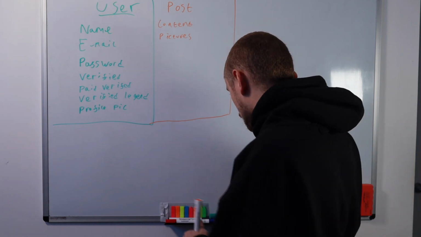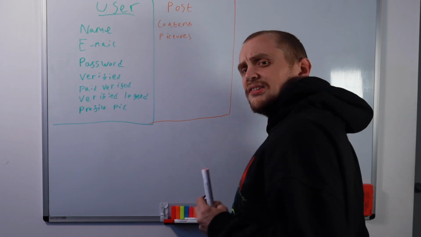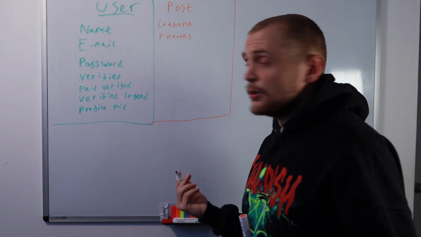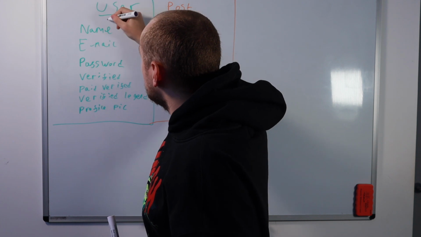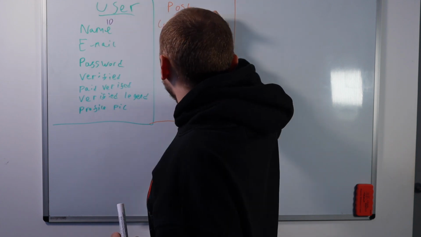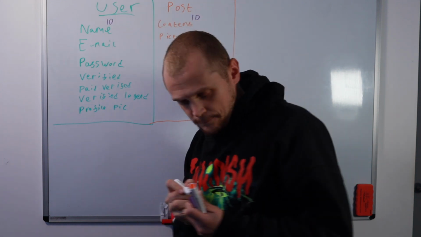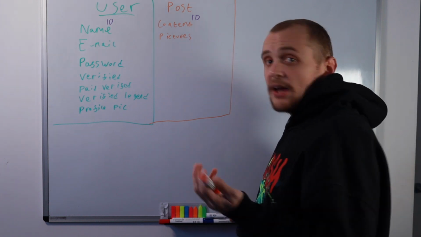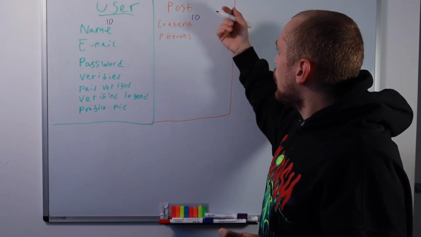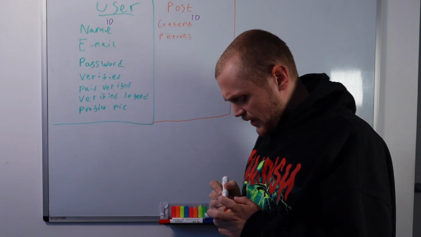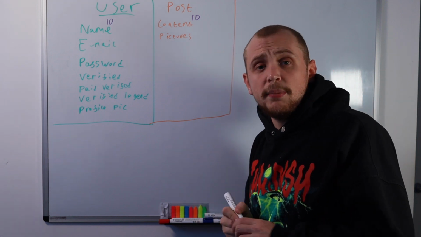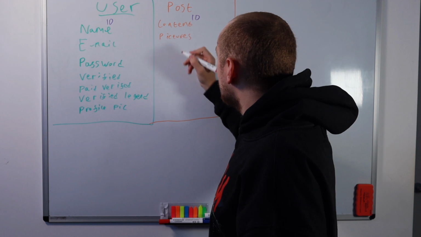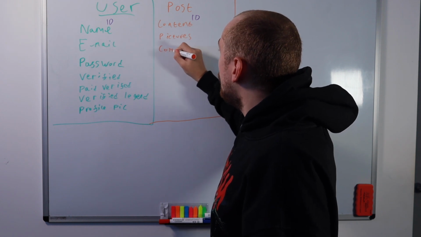So what we'll actually do is Laravel will give us IDs for each of these anyway, but a user will need an ID, a post will have an ID, and as will everything else. So we've got content, we have pictures. What else are we going to want to put on our post? Well, comments. So we're going to have a list of comments.